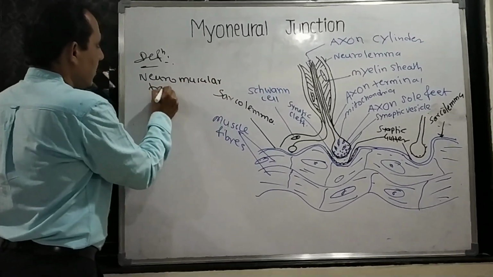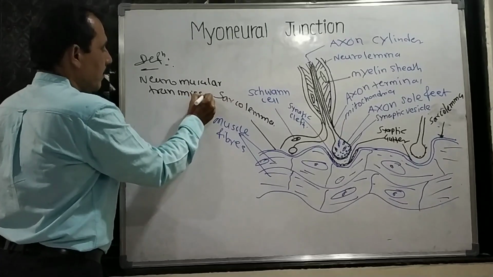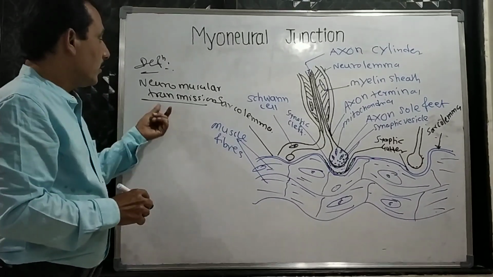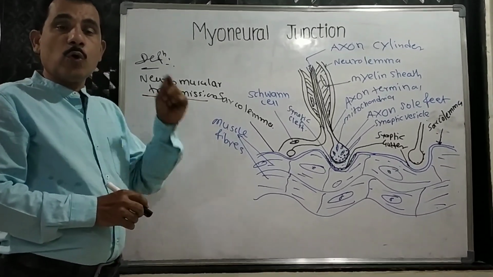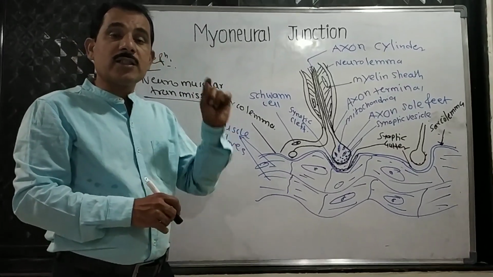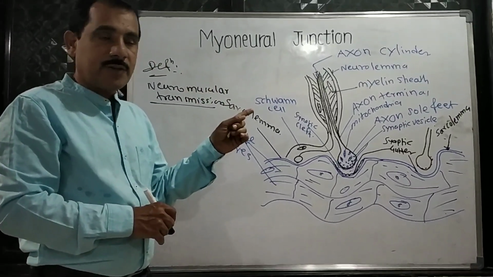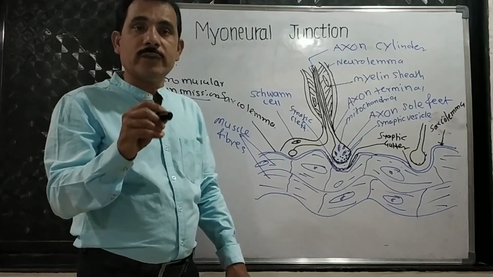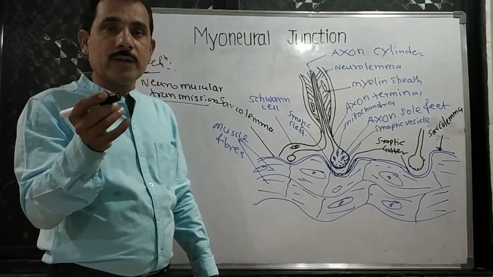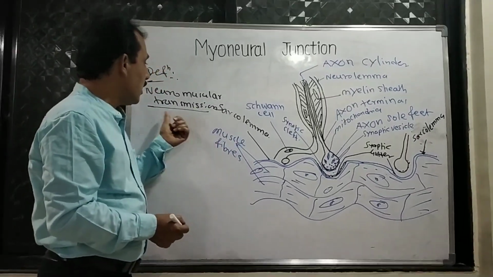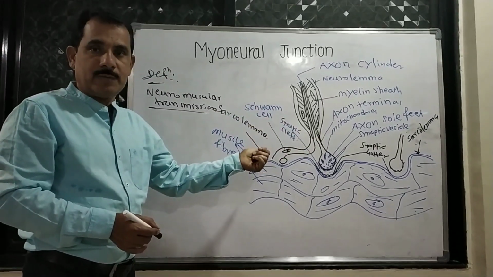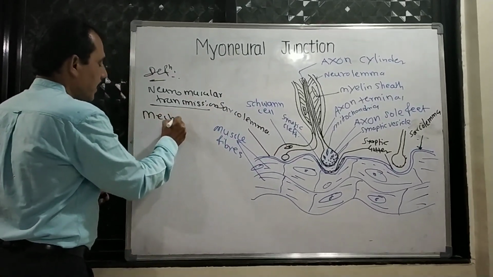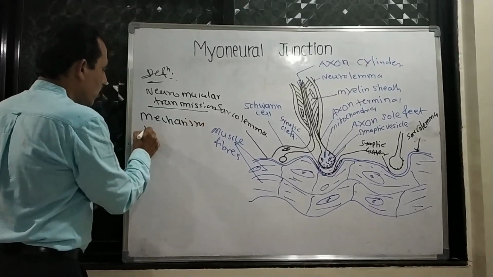Neuromuscular transmission. Now what do I mean by neuromuscular transmission? The neuromuscular transmission means it is the transmission of the impulses from the nerve fiber to the muscle fibers. The transmission of the impulses from the nerve fiber to the muscle fiber is called a neuromuscular transmission. Now how does it take place? That's called the mechanism of neuromuscular transmission.